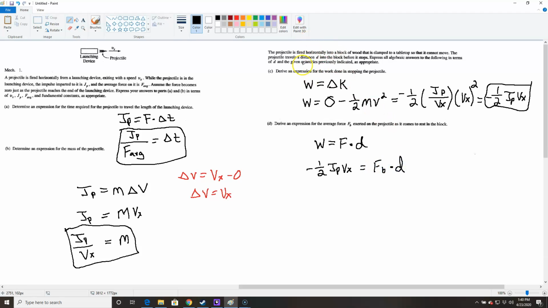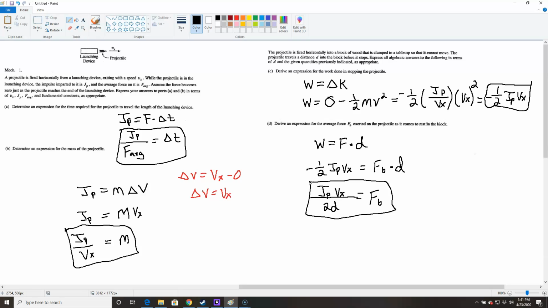We are allowed to use d, it said so up here. The result would be the force B would end up being, and this negative at this point isn't really relevant. You don't have to worry about it because we're trying to find the average force and it's a magnitude that we're ultimately looking for. So Jp Vx, and the 2 stays on the bottom, and a d. And that should be our average force exerted.